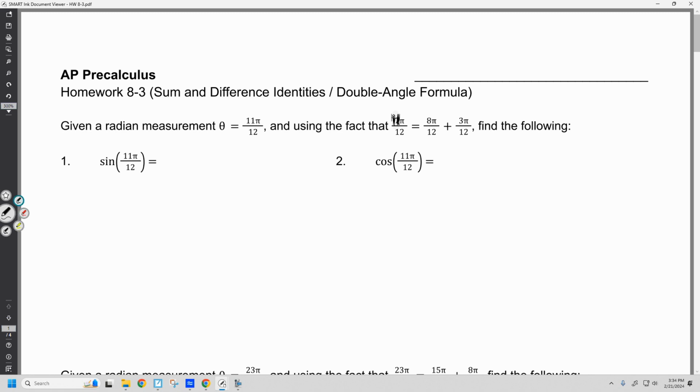Now, they're helping you out. They're telling you that 11 pi over 12 equals 8 pi over 12 plus 3 pi over 12. Well, 8 pi over 12 can be simplified to an angle that you're used to. 3 pi over 12 can be simplified to an angle that you're used to. Divide the top and bottom by 4, divide the top and bottom by 3, get an angle that you're familiar with. Then you realize, oh, 2 pi over 3 plus pi over 4 equals 11 pi over 12.